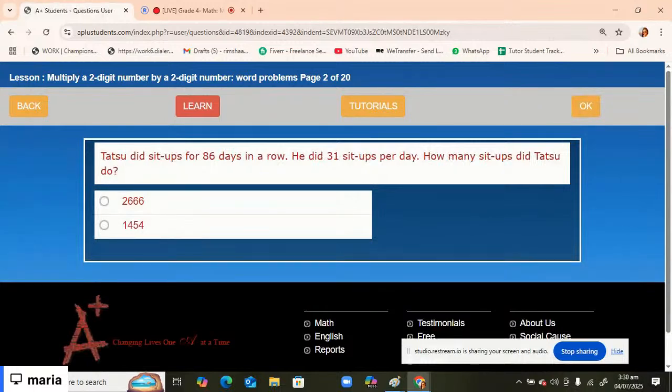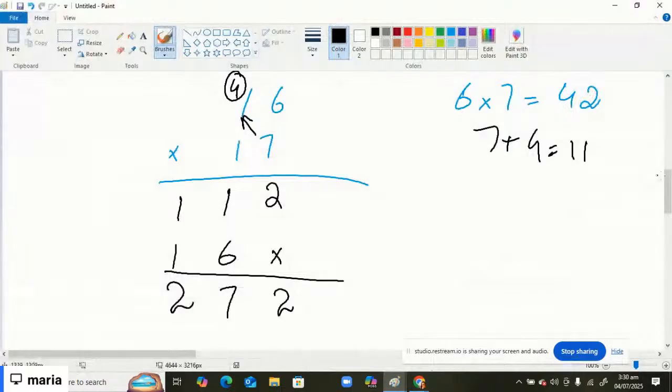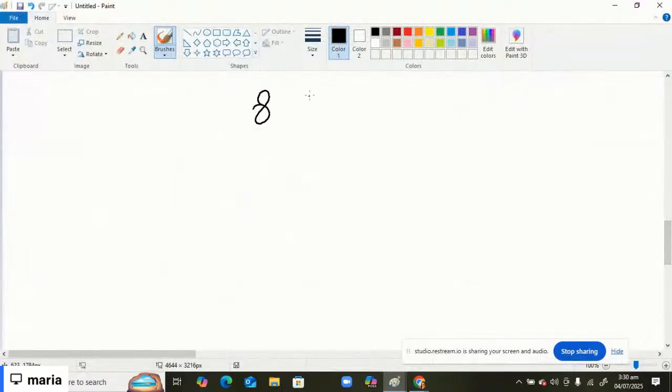Tatsu did sit-ups for 86 days in a row. He did 31 sit-ups per day. How many sit-ups did Tatsu do? 86 times 31. You guys solve this question now. 86 times 31. First of all, multiply 1 with 6, then 1 with 8. What is the answer? 6 times 1 is 6, 8 times 1 is 8.